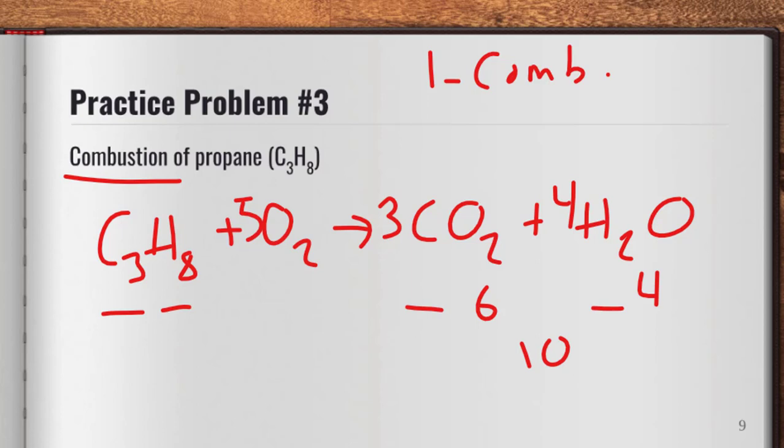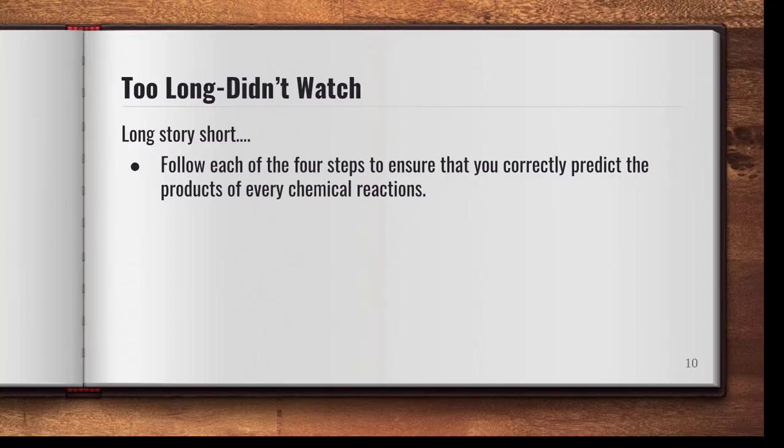So that's pretty much it. Again, just make sure you determine the reaction type, predict the basic forms of your products, do your nomenclature rules, and then balance your chemical equation. Long story short, for our last video of the unit, again, follow each of the 4 steps to ensure that you correctly predict the products of every chemical reaction.